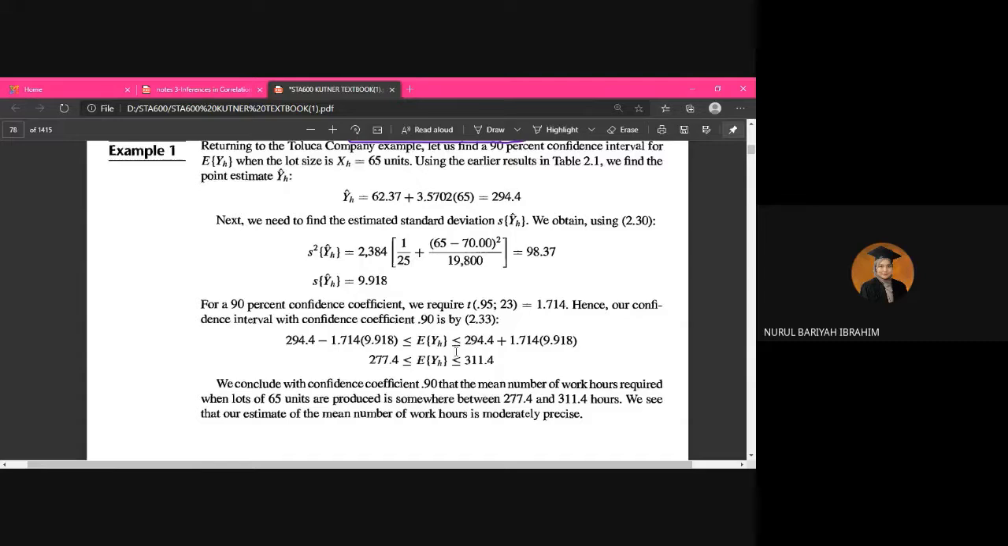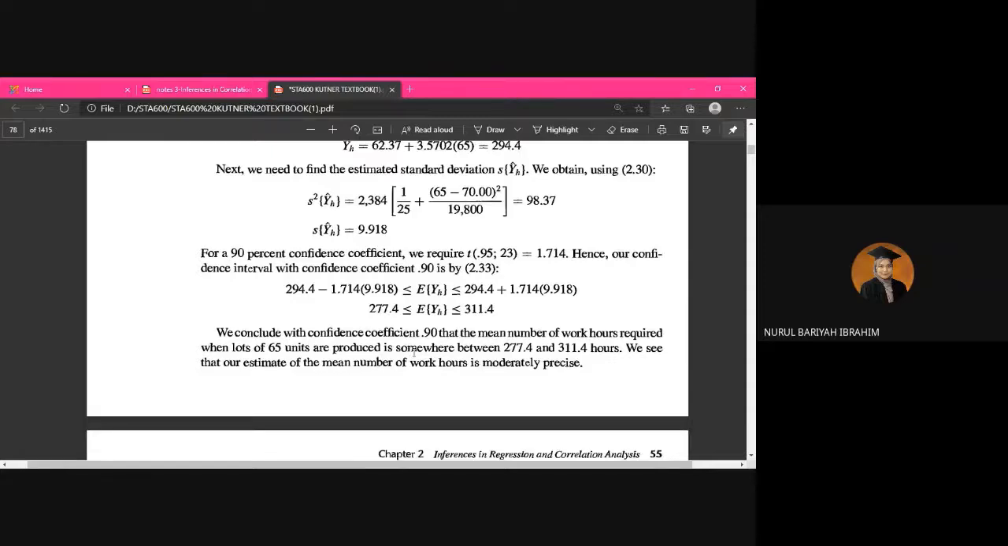Then you need to know how to interpret this confidence interval. So from this value we can interpret that with 90% confidence, or with confidence coefficient 0.9, that the mean, because we are finding the confidence interval for the mean, so here will be the mean of y. Okay, we are 90% confident that the mean of y required when lots of 65 units, lots is x, here is y, here is x.